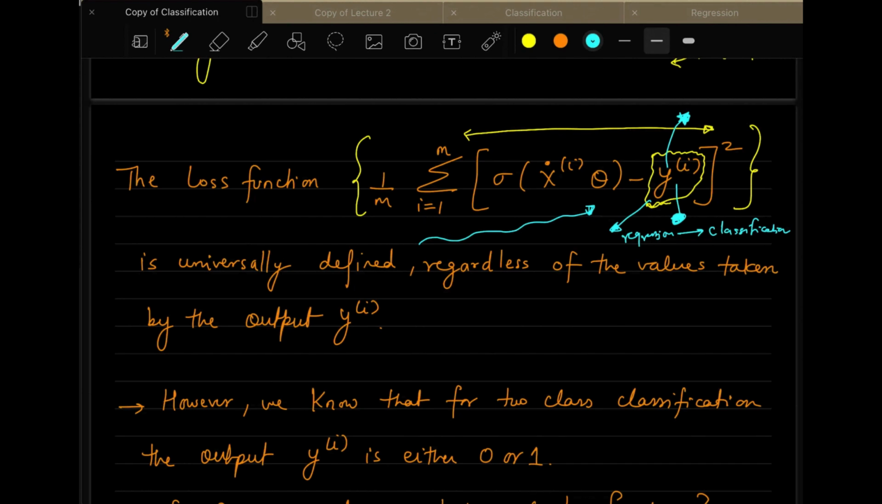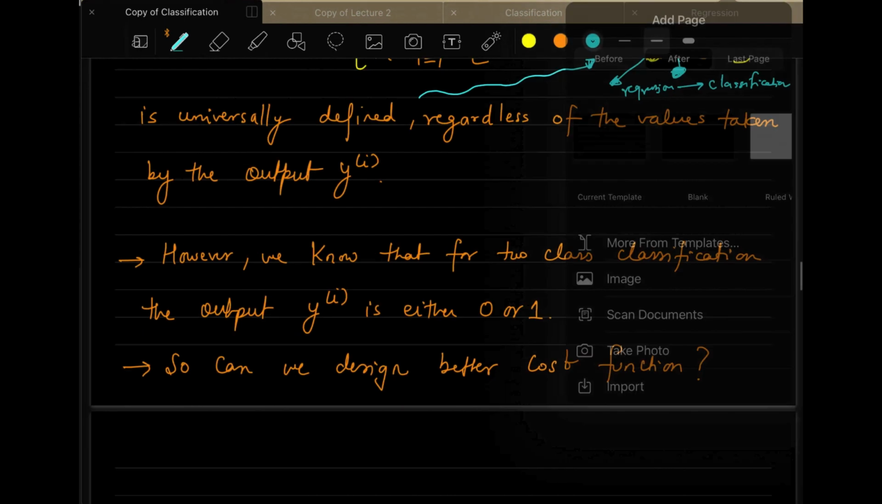Sir, regarding the second one, I had one doubt. By non-convex, I understand that there are flat surfaces in the function, right? Okay, I will explain that. Let me explain that also.